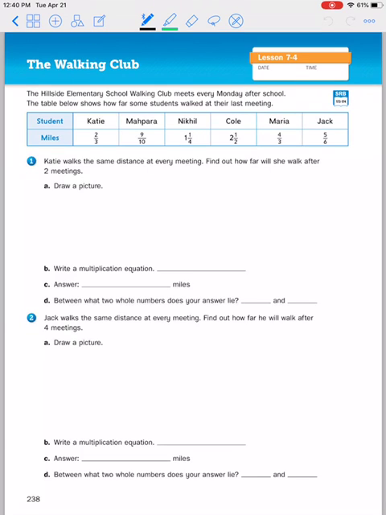So everyone should be on page 238, and this is the walking club. These are our 2 journal pages for today's lesson. It says the Hillside Elementary School Walking Club meets every Monday after school. The table below shows how far some students walked at their last meeting. So you'll notice the students' names are on the top, and how many miles they walked is on the bottom, the amount that they walked out of miles.